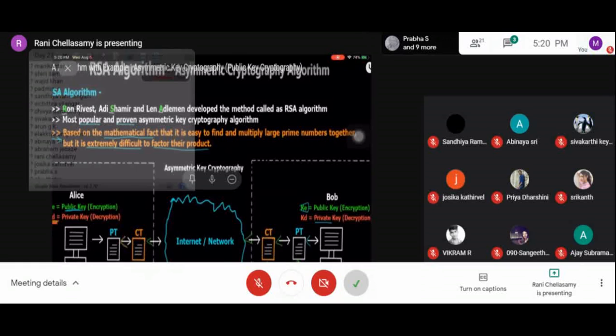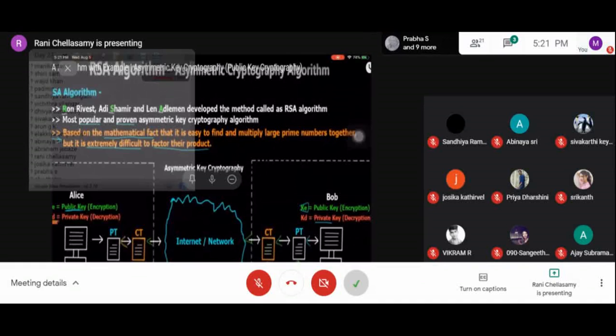Let's see how the asymmetric key cryptography algorithm works. Suppose Alice needs to communicate with Bob. In this case, they have to go for encryption and decryption methods. Here, KE represents the public key that is used for encryption, and KD represents the private key that is used for decryption.